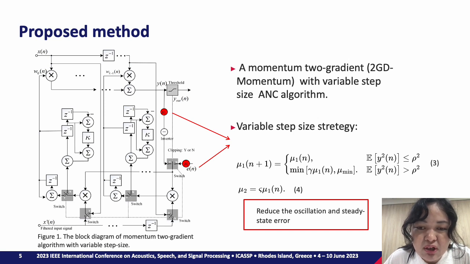which is calculated by the common ratio multiplied by the step size at the previous time, and the minimum value we determined in the system when the output signal power exceeds the constraints. And the second step size is determined by the Lagrange factor multiplied by the first step size at the same time.